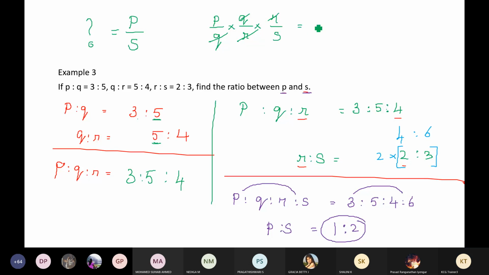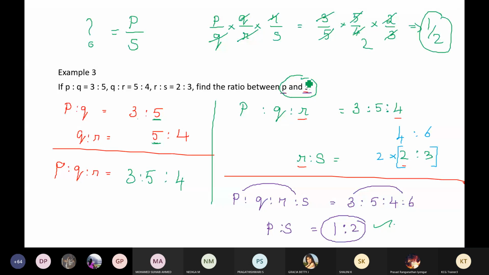Similarly, if you do it, P by Q, 3 by 5, 5 by 4, and then 2 by 3. If I cancel it out, so 3 gone, so 2 and 2, so my answer is 1 by 2. So I've got the same answer straight away. Because my actual question is just the ratio between P and S. Clear with this shortcut also, guys? I don't actually require P is to Q is to R is to S. I just want P is to S.